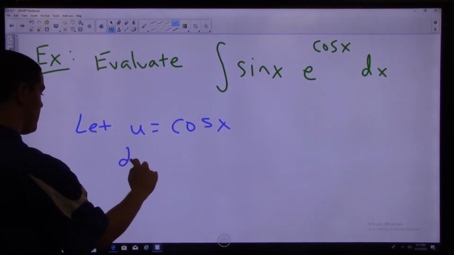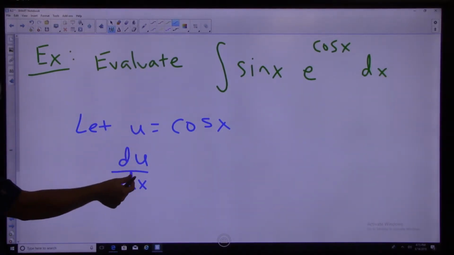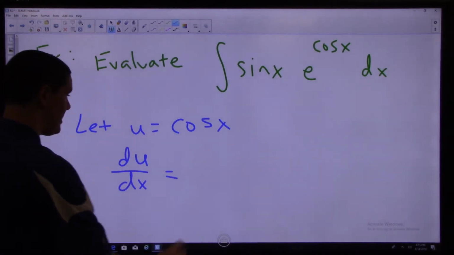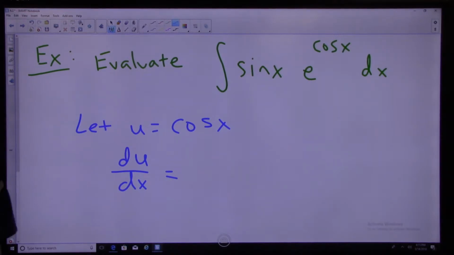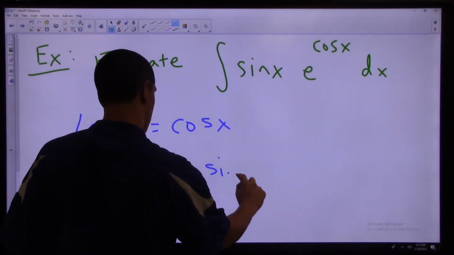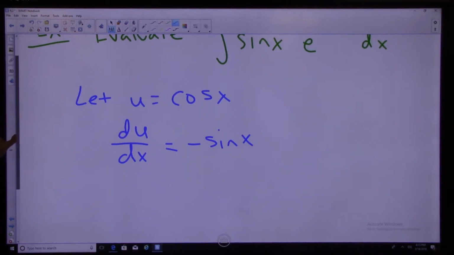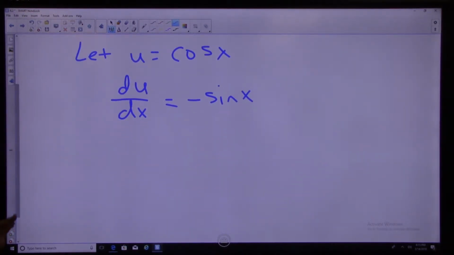So the derivative here is going to be du dx. Doesn't that mean the derivative of u with respect to x? And that's going to equal, well, the derivative of cosine, if you remember, is negative sine, negative sine x. Okay. So with that, let's keep this thing going here for a second. Again, bear with me.